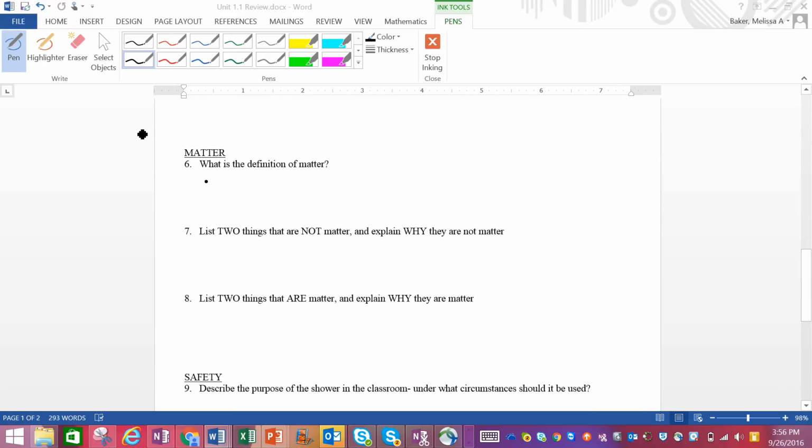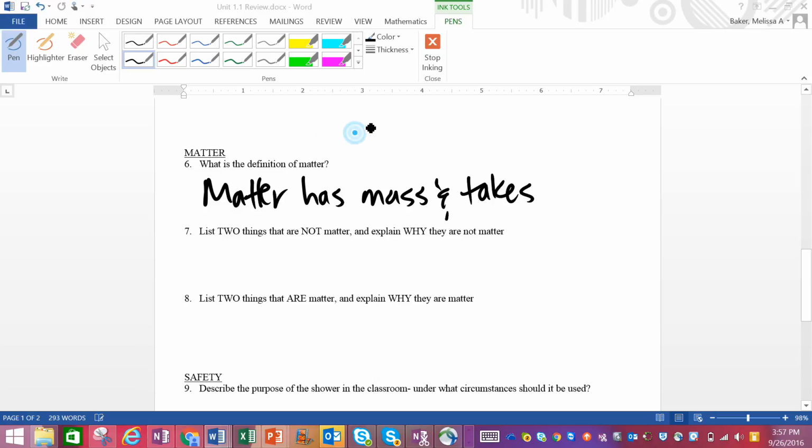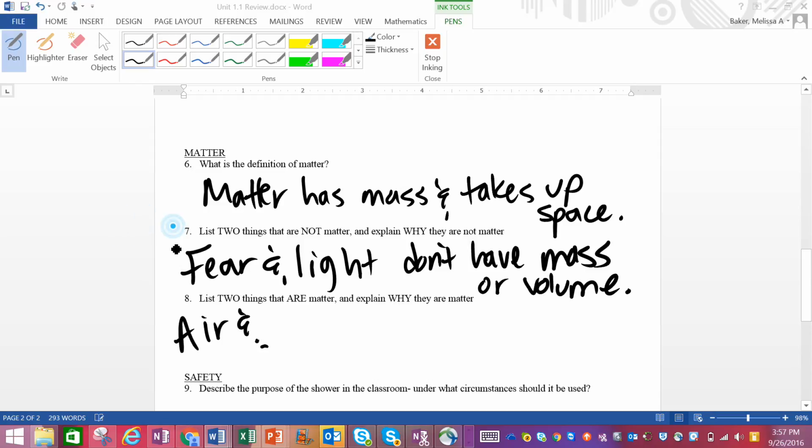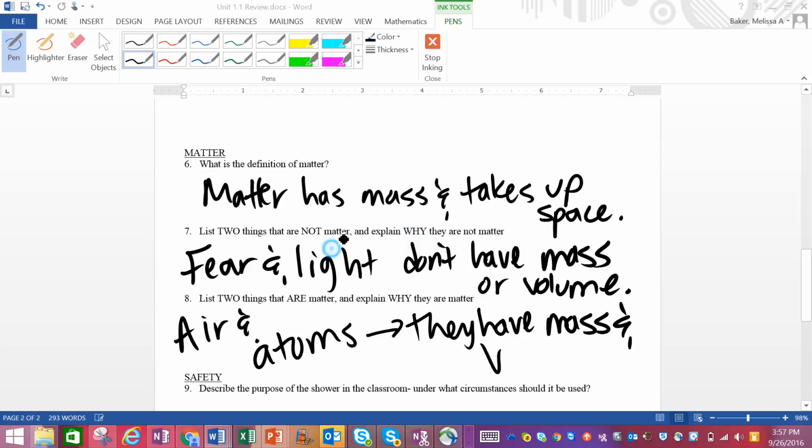What is the definition of matter? Matter has mass and takes up space. Name 2 things that are not matter and explain why. So I'm thinking back to that list of the homework. Fear and light don't have mass or volume. What are 2 things that are matter? Air and atoms. They have mass and take up space. They have mass and volume.